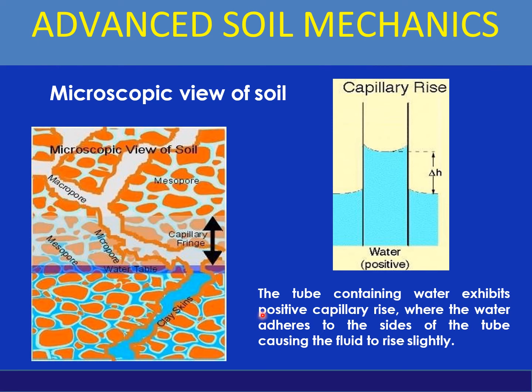Now here you can see we are having the micropores and the mesopores. Micropore means the pores of small size, and mesopore means the intermediate opening size. Well, if you just look at that, water has risen up to a certain height above the surface of water. The tube containing water exhibits positive capillary rise, where the water adheres to the sides of the tube, causing the fluid to rise slightly, as you can see over here.